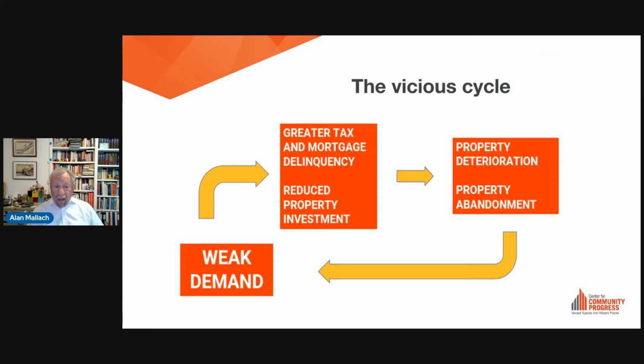And again, from the standpoint of somebody who's trying to revitalize a neighborhood that has a condition of weak demand, the big issue is, how do you break the cycle? That is the central question that you have to confront. And it's not easy. Next slide.